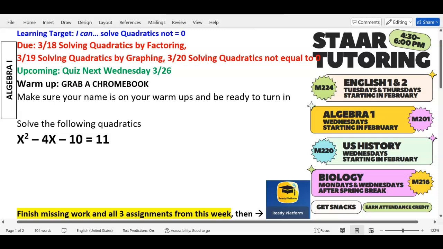But this warm-up is like yesterday's warm-up, yesterday's notes, which was very simply one extra step. It has to equal 0. Do y'all remember that from yesterday? It must equal 0. Right now, this equation equals 11. So I'm going to do something to get it to equal 0. So first of all, what is the opposite of a positive 11?